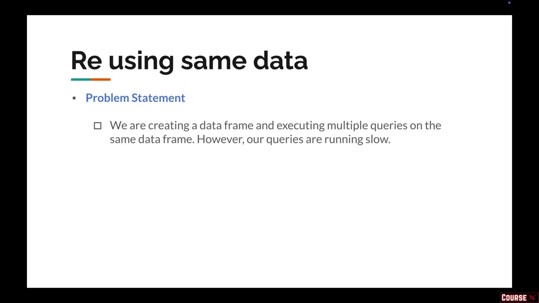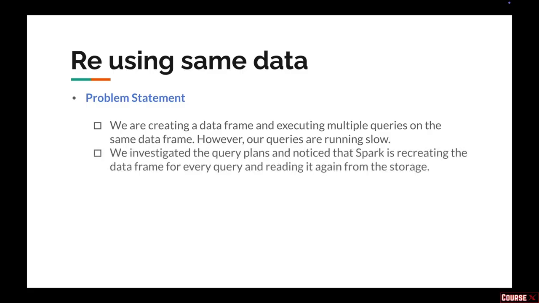They think their queries are running slow. So they investigated the query plans of each and every individual query, and they noticed that Spark is recreating the data frame for every query and reading it again from the storage. Let's say they run 5 queries on top of the same data frame. They are saying that Spark is reading the data 5 times from the storage location and then executing the query on top of the data. That is why they believe it is running slow. So this is the problem statement.